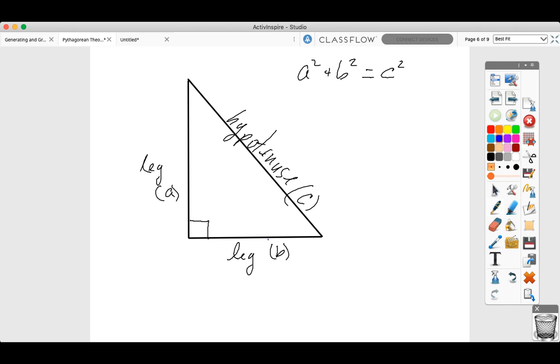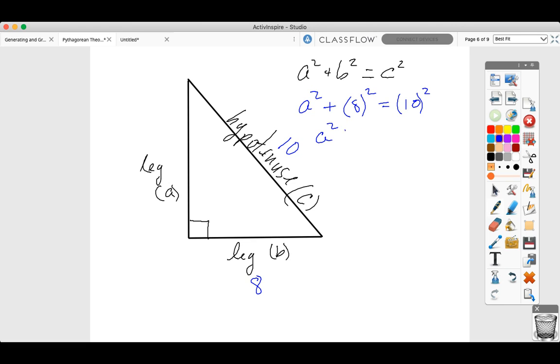So I'm going to tell you that this leg right here is 8. I'm going to tell you that the hypotenuse is 10. Since we don't know A, we're going to keep that as A squared, and then plus, we know that B is 8, so that's 8 squared, equals C, which is 10 squared. Remember, we always square the numbers before we do any addition or subtraction because that's what the order of operations tells us.